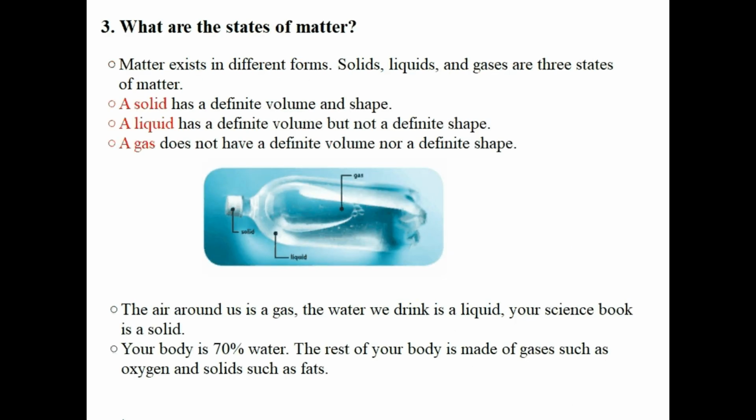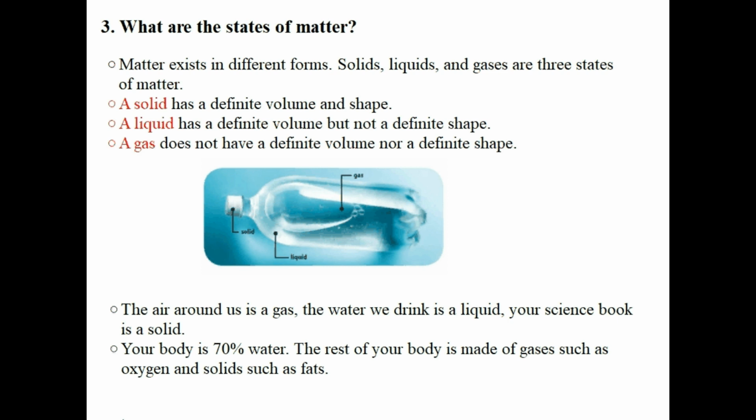What are the states of matter? Matter exists in different forms. Solids, liquids, and gases are 3 states of matter. A solid has a definite volume and shape. For example, your science book is rectangular. It has a definite shape and has a definite volume. It's a solid. A liquid has a definite volume but not a definite shape.